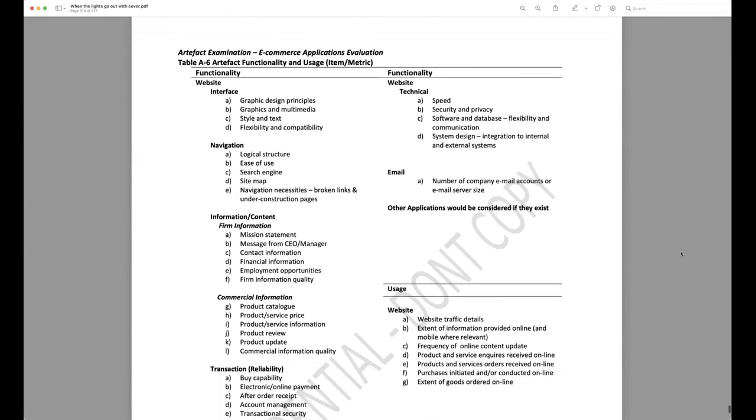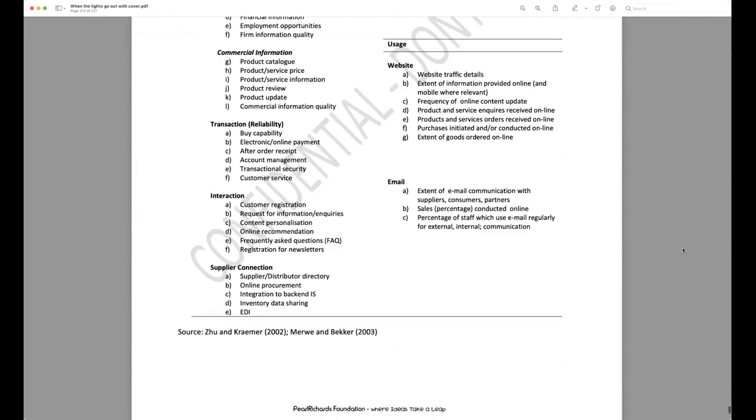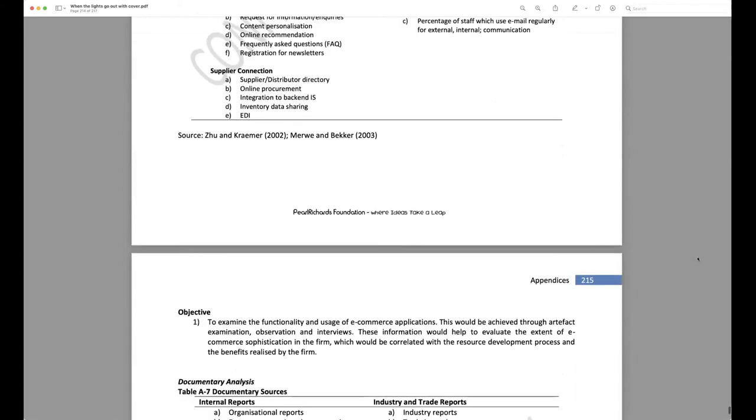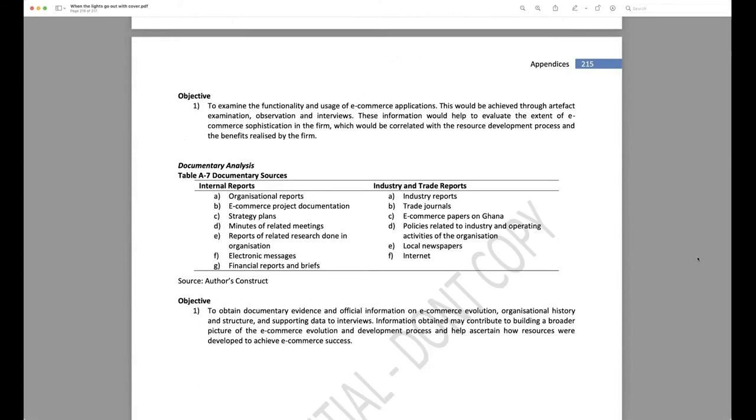Okay. Then I also did artifact examination while I was examining their website. So what was I looking for? I put all the information I was looking for on their website, including data I collected. The last part has to do with the documentary analysis. What kind of papers, what kind of documents was I looking for? I was looking for organizational reports, e-commerce documentation, minutes of related meetings, electronic messages, financial reports, industry reports, change reports.